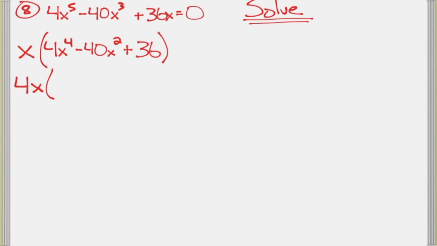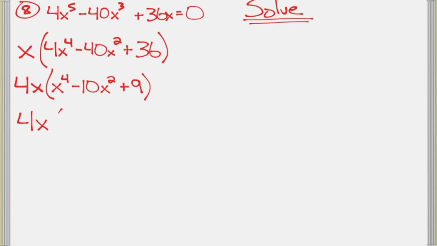So when I factor out a 4 from the first term, that leaves me with x to the fourth, because 4 divided by 4 is 1. When I factor out a 4 from the second term, negative 40 divided by 4 leaves me with negative 10. And then again, when I factor out a 4 at the end here, that leaves me with 9. So now I start to simplify it a little bit. Now I have to look at what's in the parentheses and think about how I can factor that. Well, this is very similar to when we factored quadratics, except this time it's not a quadratic. It's a fourth degree polynomial.